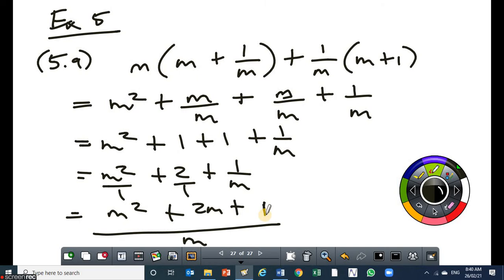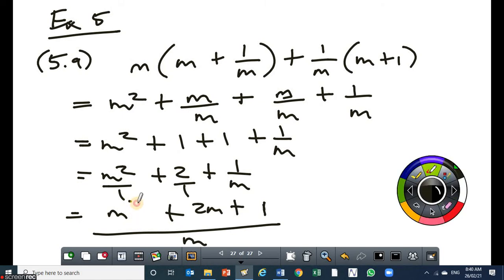Any question? So it's supposed to be m cubed. It's m cubed. Okay, it's m cubed. Sorry, it's m cubed. Okay.